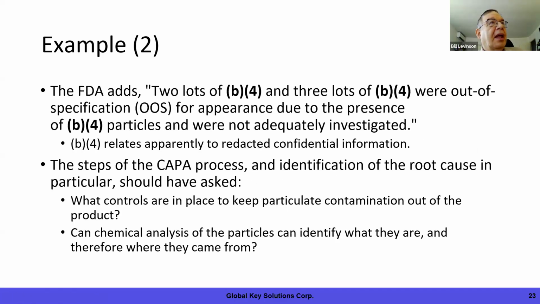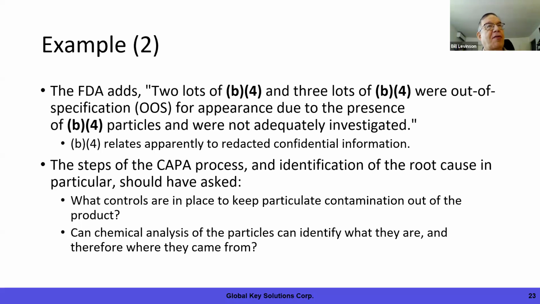The FDA adds that 2 lots were out of specification due to the presence of particles and not adequately investigated. So again, if the particles don't belong there, that's a nonconformance or a defect. So you should initiate CAPA the first time this comes up. So the steps of the CAPA process should have asked what controls are in place to keep particulate contamination out of the product. Question, can chemical analysis of the particles identify what they are and therefore where they came from?